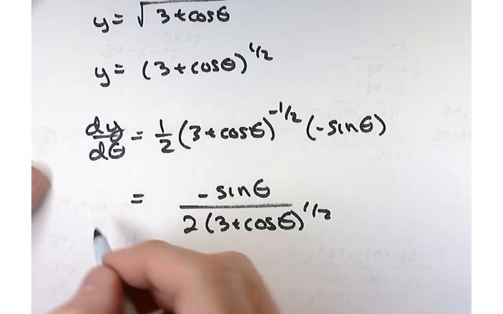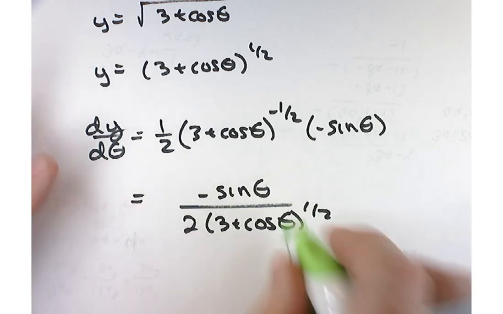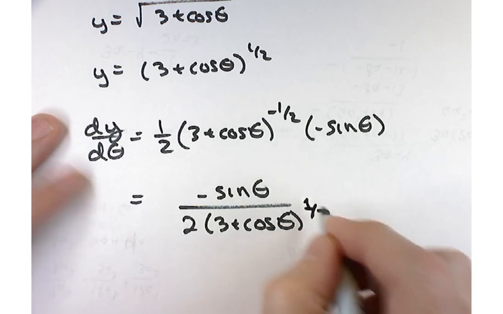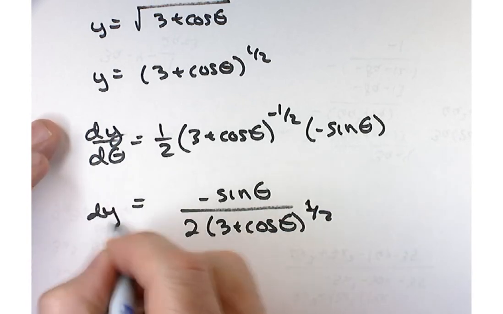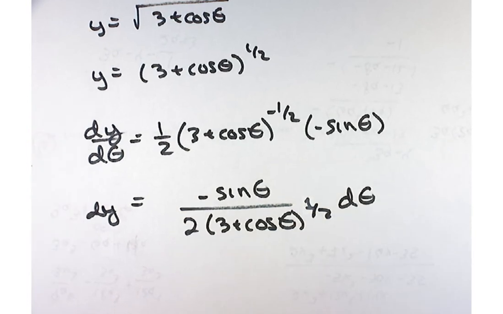We're still not done. What's wrong with this? Yeah, I need to get rid of that denominator part there. So I'm going to multiply both sides by d theta. And it just means tacking it on at the end. That's all it is.